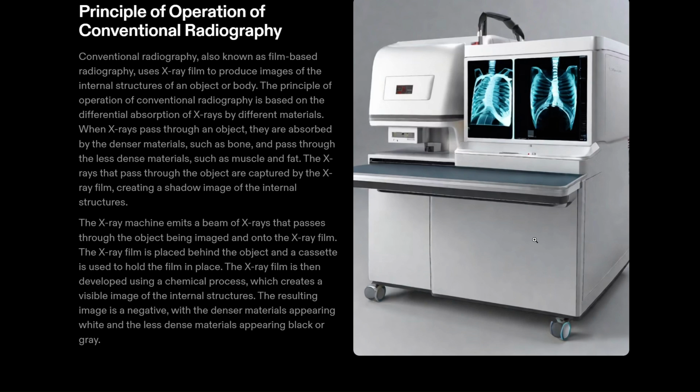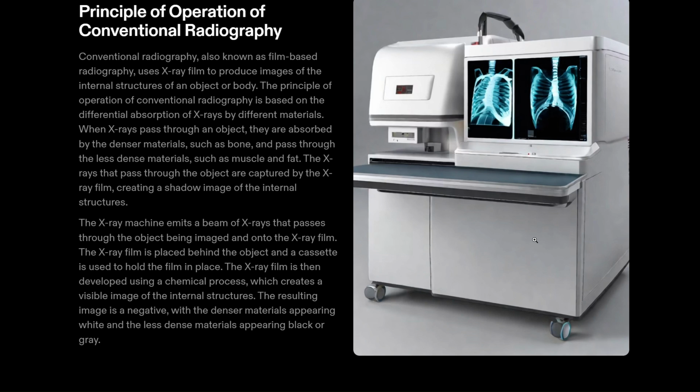The X-ray machine emits a beam of X-rays that passes through the object being imaged and onto an X-ray film. The X-ray film is placed between the object and the cassette, which holds the film in place. The X-ray film is then developed using a chemical process, which creates a visible image of the internal structures.